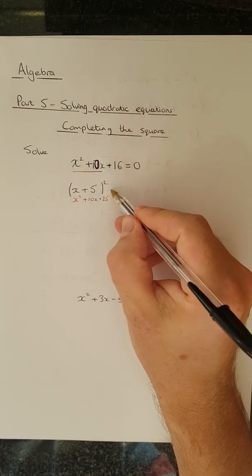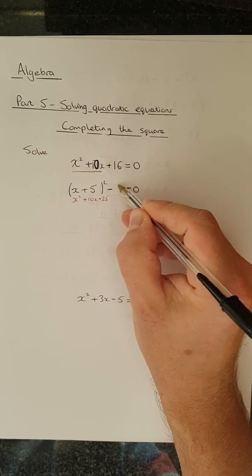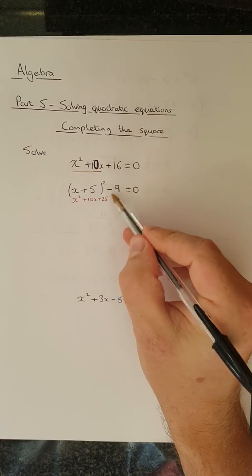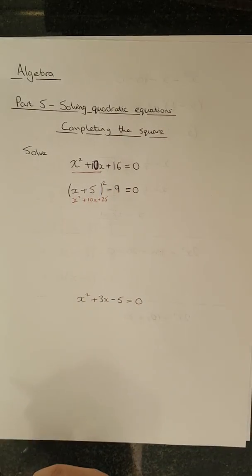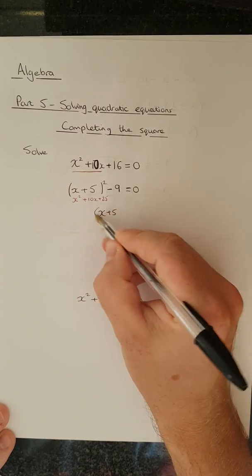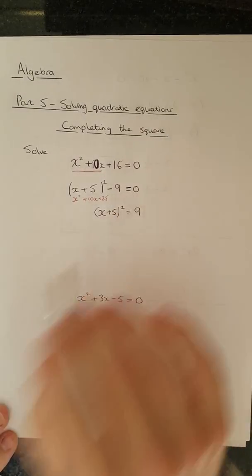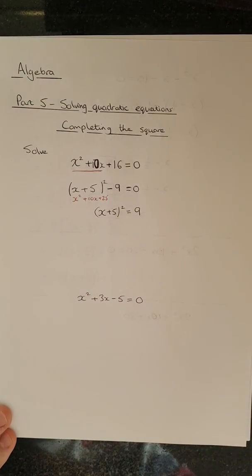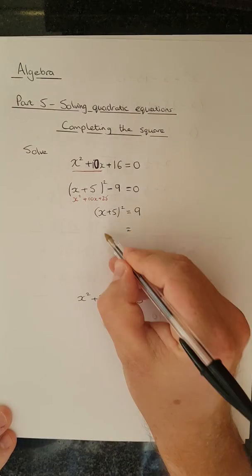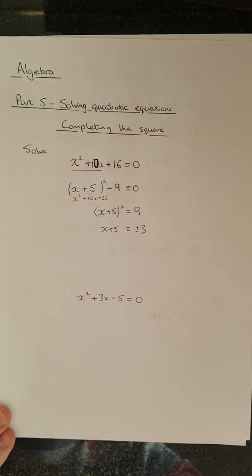Now to make it say plus 16, before I put it equal to 0, I put minus 9 here. So the 25 minus the 9 gives me my 16. So now I'm going to add 9 to both sides to get something squared equals 9. Because my intention is to get something squared equals a number and then find the value of that thing, like so.